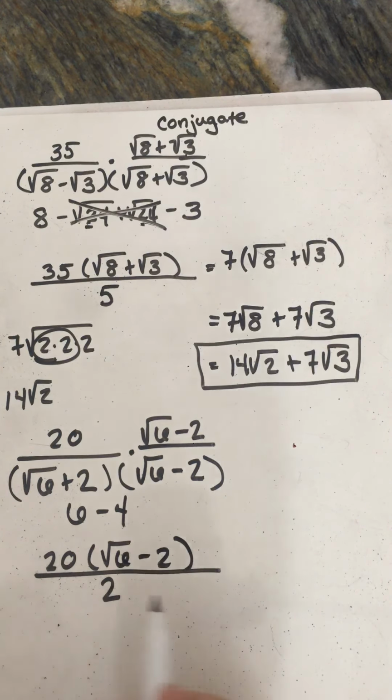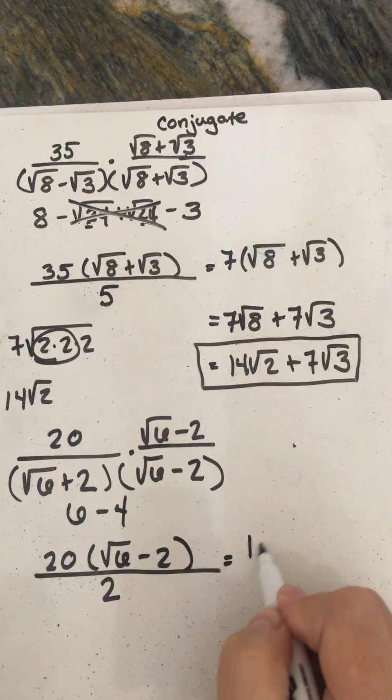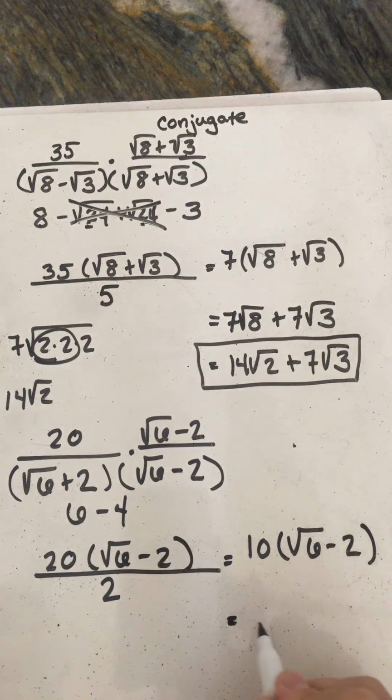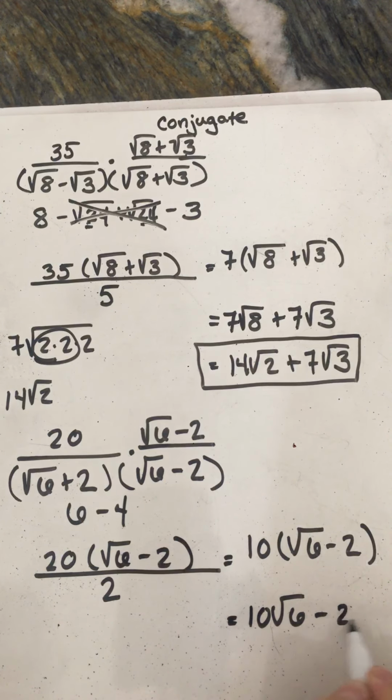Again, look, your 2 and your 20 reduce. So we've got 10 times the square root of 6 minus 2, or 10 square root of 6 minus 20. Square root of 6 is simplified completely, so we're good to go. There you go. Happy practicing.